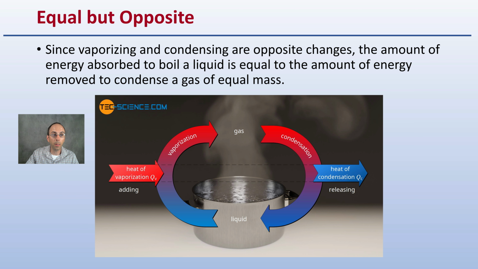Again, equal but opposite. Since vaporization and condensing are opposite changes, the amount of energy absorbed to boil a liquid is equal to the amount of energy removed to condense a gas of equal mass. But remember, those values will be essentially opposite. One will be positive, one will be negative. As we're going through that change, despite no change in temperature, we are having that change in phase.